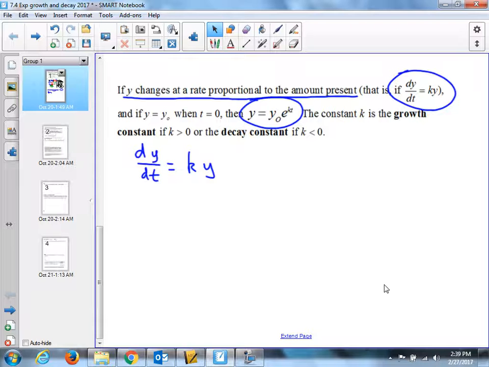How would you solve this differential equation? You've got to separate the variables. So where does the y go? To the left side. The dt to the right side. And k is just a plain number, like it'll be 5y or something like that. Okay, ky, 5y, or 13.7y. So I'm going to separate the variables.